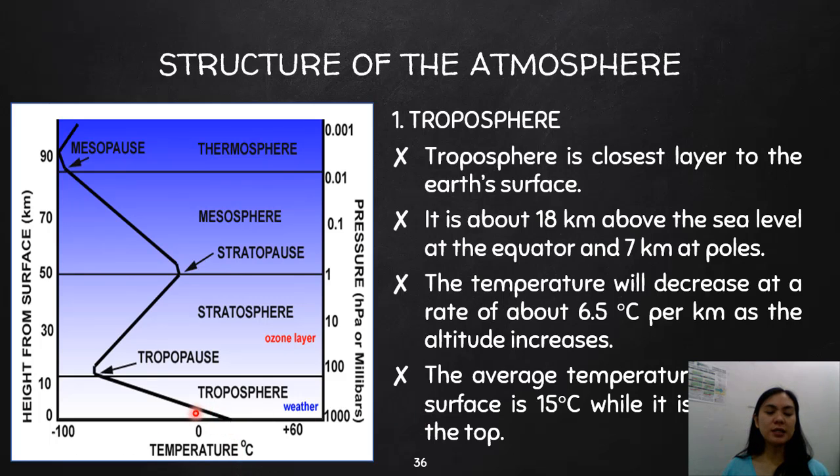So if this line will represent your temperature, diba mag-start siya as positive 15, the mean temperature of the Earth's surface. Sabi niya, habang pataas ka daw ng pataas dun sa troposphere mo, palamig ng palamig. Such that on top of your troposphere region, dito po, this particular region, it is negative 57 degrees Celsius.